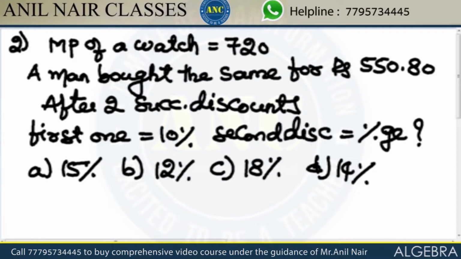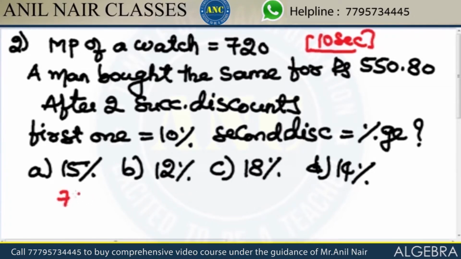Now see here. Marked price of a watch is 720. A man bought the same for 550.80. After two successive discounts, first one is 10. What is the second one? Now, if you see this question, again it will take 10 seconds to solve if you understand the process.